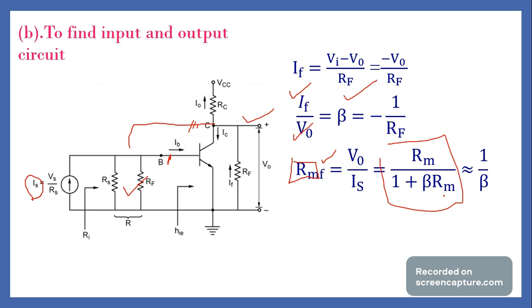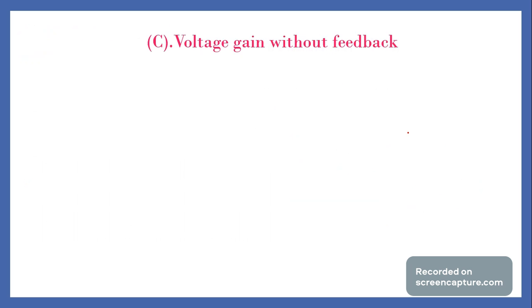In this case, if I consider beta Rm to be much greater than 1, this Rm and this Rm will cancel, and Rmf will be approximately equal to 1 by beta. So Rmf is equal to minus RF. That can be substituted over here.